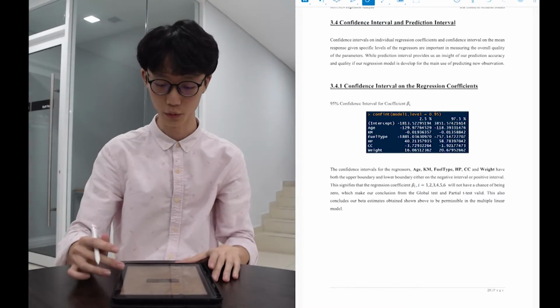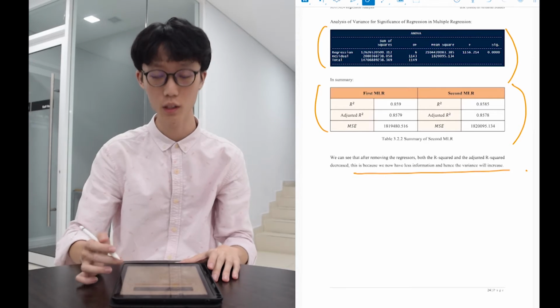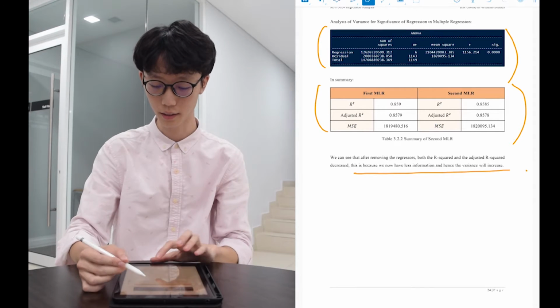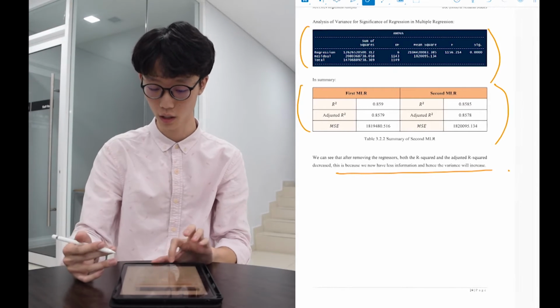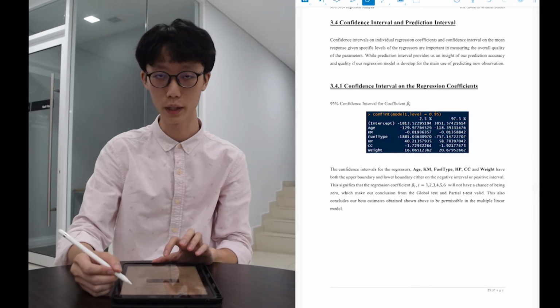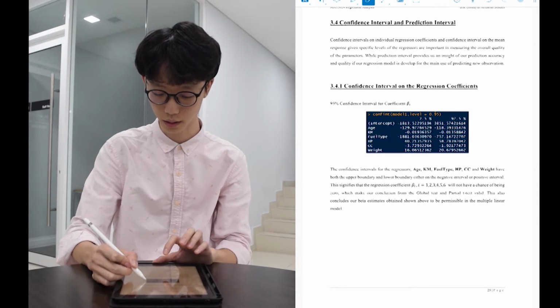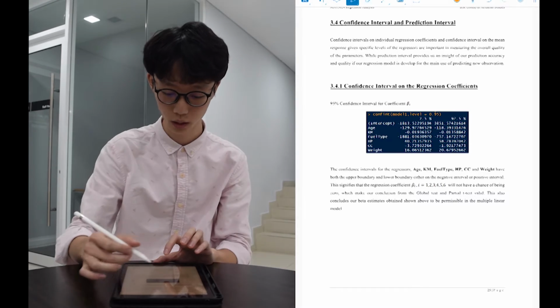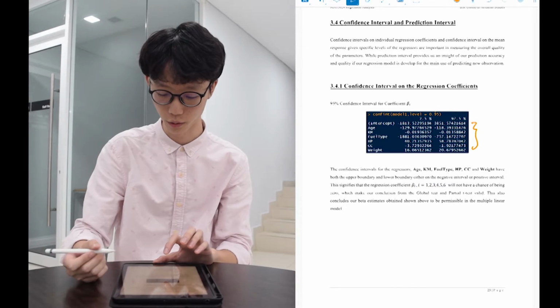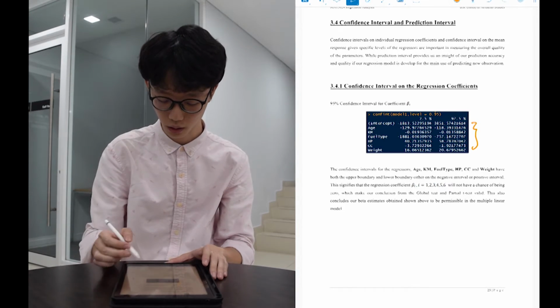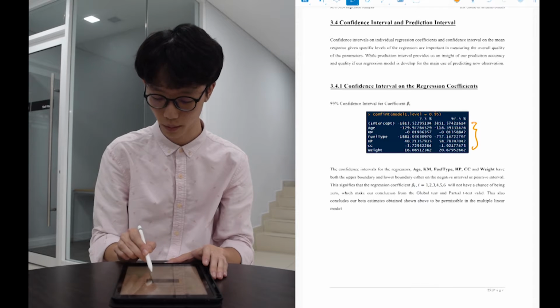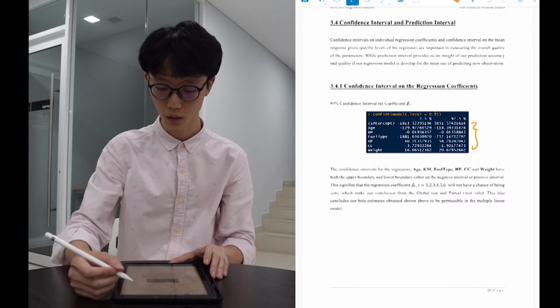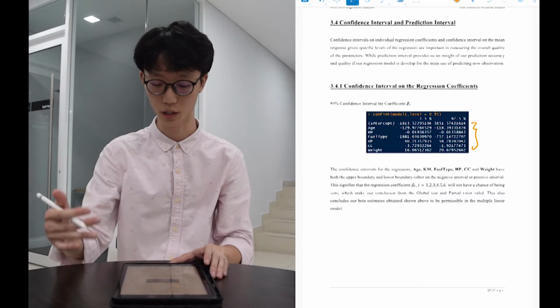Hi Ms. Gan, I'm Junwei. As mentioned by Shen Yun, since we have done the second multiple linear regression, from this point onward we're only looking at the 6 regressors remaining from the second multiple linear regression. The regressors will be age, KM, field type, HP, CC, and weight. I'll be talking about confidence interval and prediction interval.